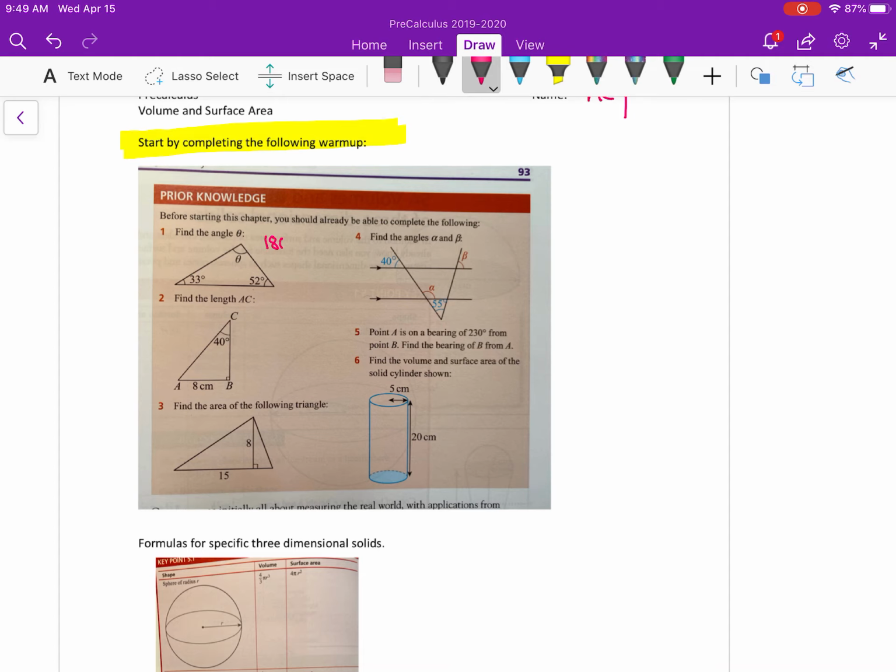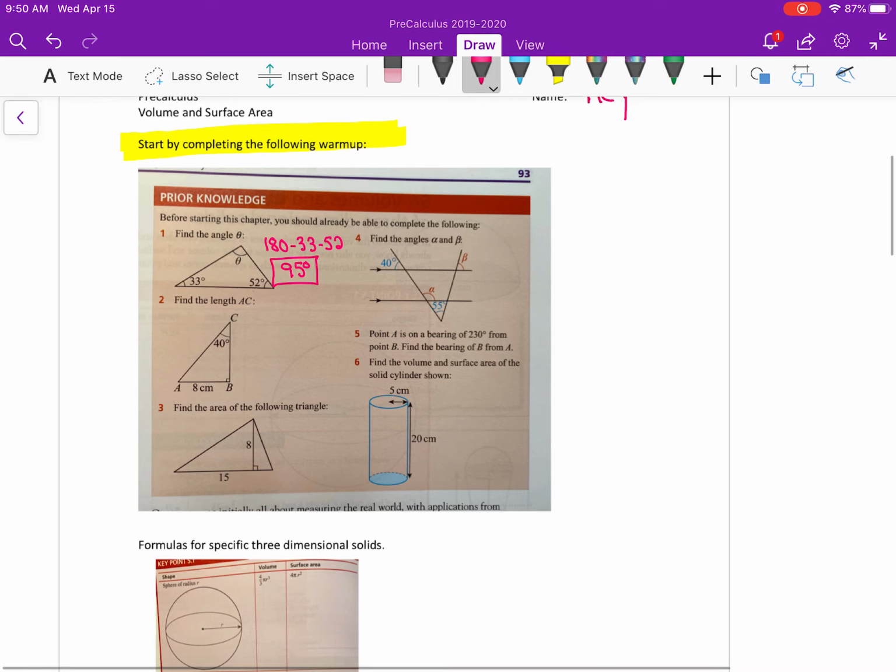Find the angle. All triangles add to 180, so just subtract 33 and 52, and you end up with 95 degrees. This is all information you'll need to know moving on in this next unit and what we're going to do in the next couple of weeks.